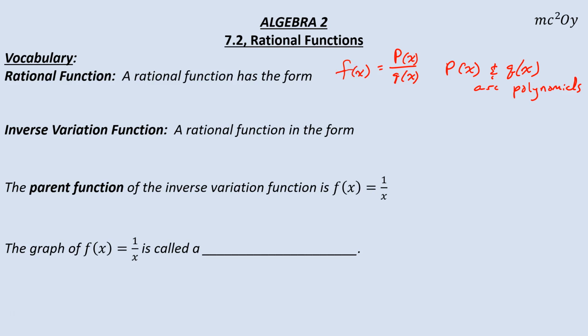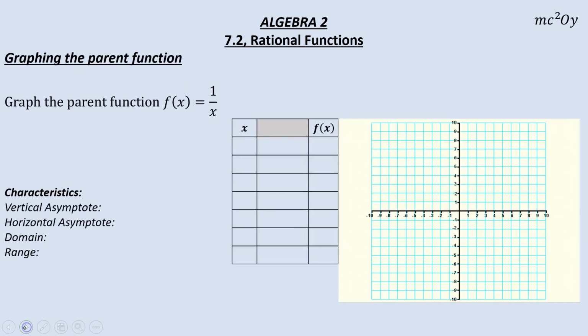An inverse variation function is a rational function in the form of f of x equals a over x. What we're going to be dealing with, at least today, is the parent function. The parent function of an inverse variation is f of x equals 1 over x. So in other words, we're going to say a is 1. We call the graph of that parent function a hyperbola. Most likely you're not going to be tested on that, but that is the name of the graph. So that vocab is going to help us here.